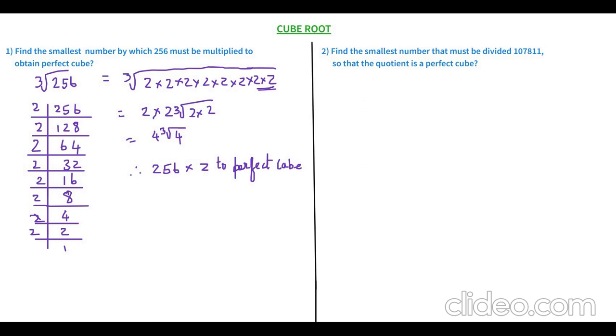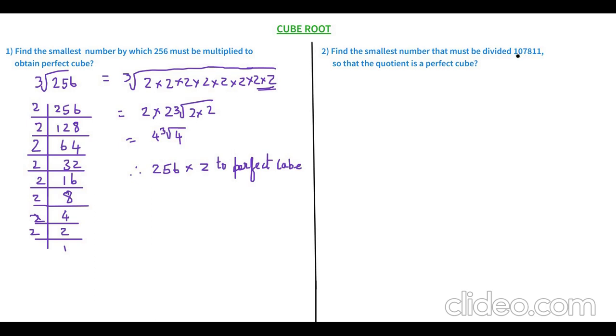Our second example is: find the smallest number by which 107,811 must be divided so that the quotient is a perfect cube. So we have to find the smallest number that must be divided. The last question was multiplication. We found the remaining number and multiplied it. Now we have to divide. It is a little different, so let's see how to do this.